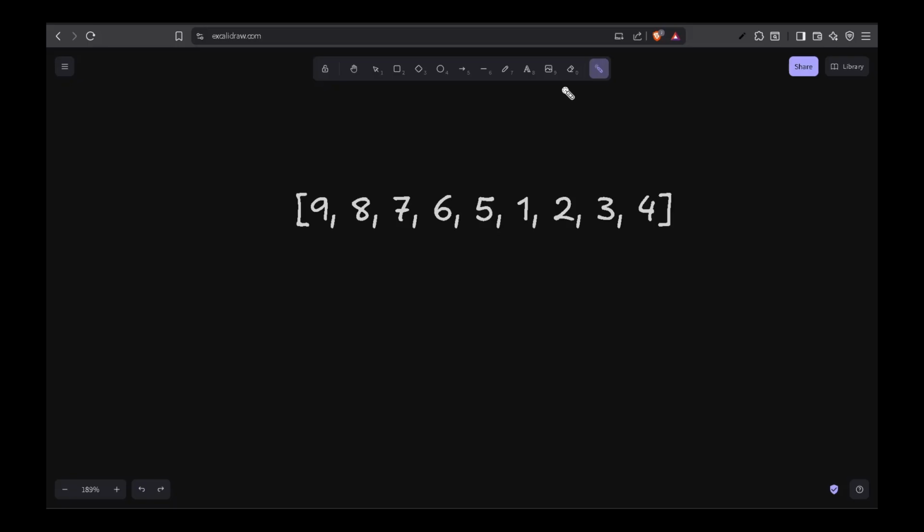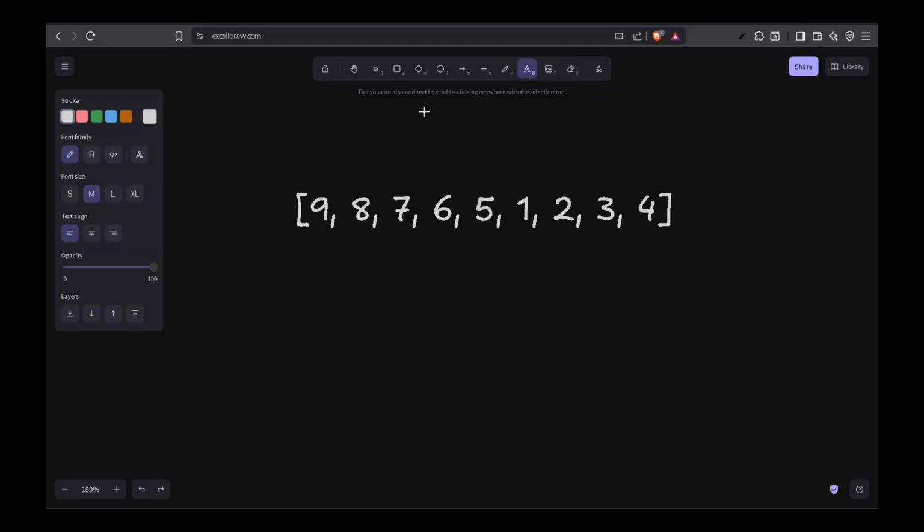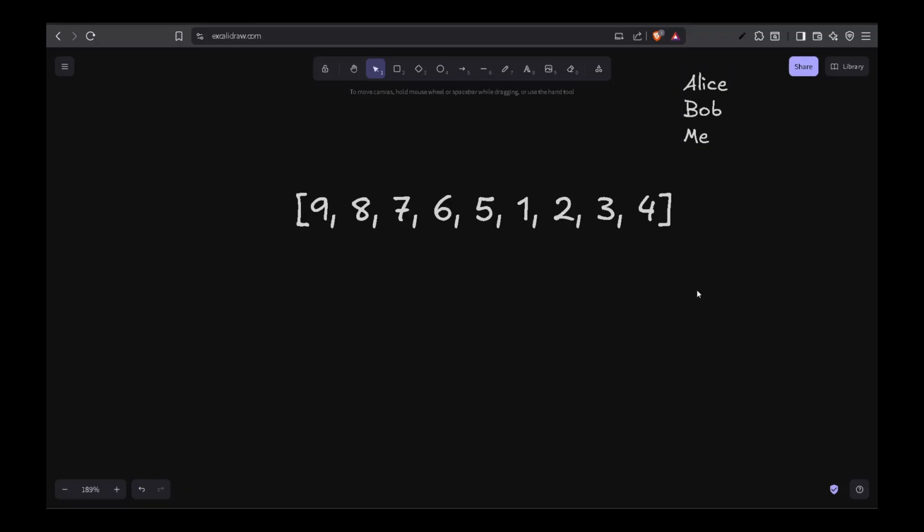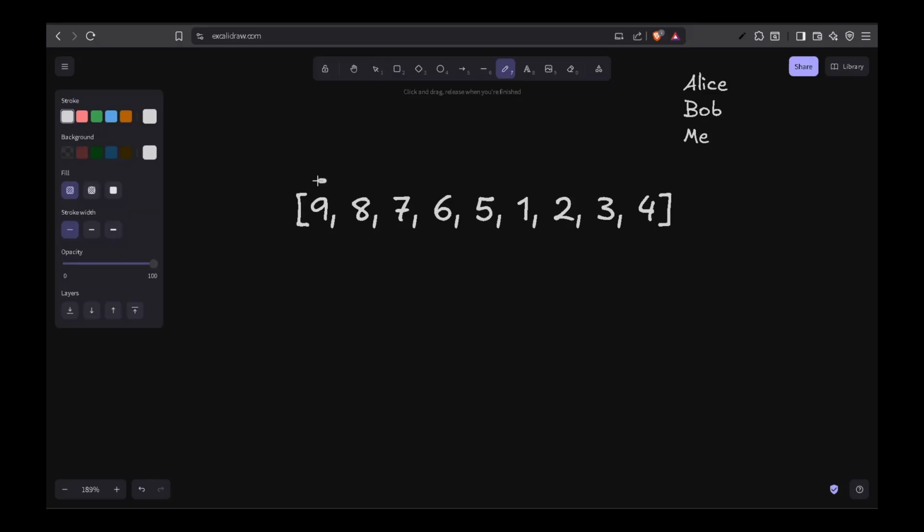Then the question wants us, so there are 3 persons, right? Let me write it. There are 3 persons: Alice, then Bob, and me. So the first step the question wants us to do is pick a pile, basically 3 piles for each person, right? So let's say I pick this pile.